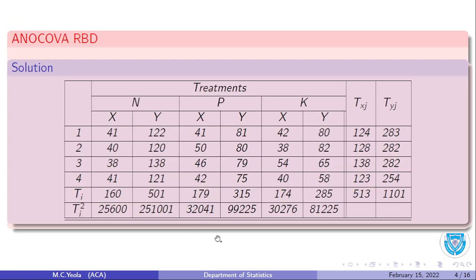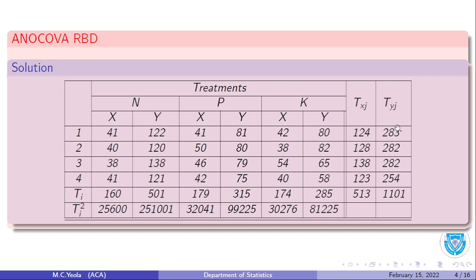As we did in CRD, the same table that was given I have copied here, and taken row-wise and column-wise sums like in our usual RBD. While taking the sum, we take the sum of these 4 observations, that is this value, and in the same way we have obtained these sums. These are the treatment sums, so we call them Ti: T1x, T1y, and similarly T2x, T2y, and T3x and T3y.